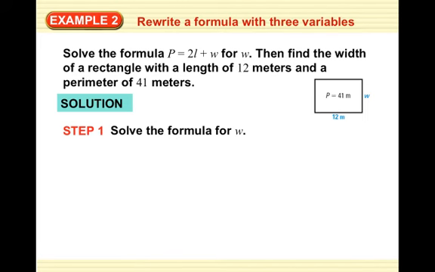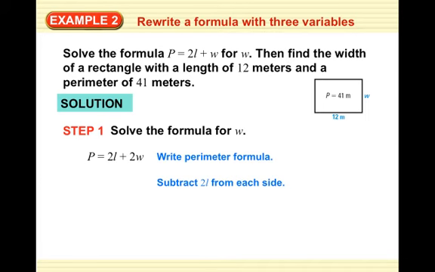Okay, so we're going to work on our solution. So we're going to write the correct formula here when we solve the formula for W. And the correct perimeter formula is P equals 2 times L plus 2 times W. Okay, so now we are going to subtract 2L from each side. Let's talk about why. We're trying to isolate the W. So before we worry about undoing the 2 that's multiplying it, we look to see if there's any other terms on that side of the equation, and there is, and so we move those to the other side.